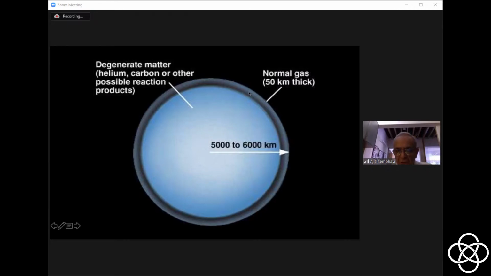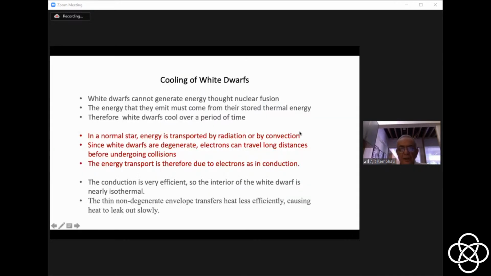So what is the picture of the white dwarf we have? A radius of about 6,000 kilometers. And there's a star, and it is fully degenerate. But as you go outwards, in the outermost layer, which is about 50 kilometers thick, the matter becomes non-degenerate. So you've got a normal gas. So you remember that you've got a degenerate object which is surrounded by a blanket of normal gas. Right? So now we want to talk about white dwarf cooling.